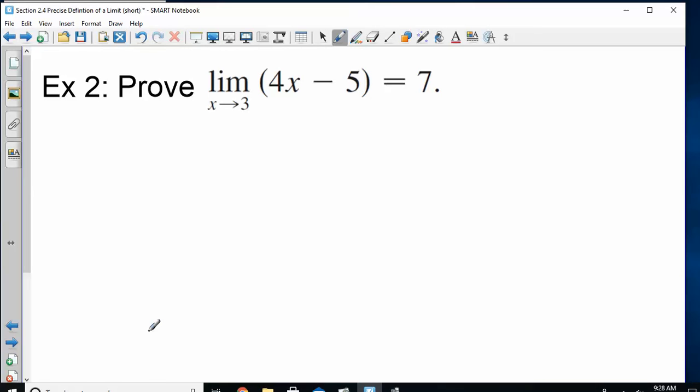But if I actually want to prove it to someone in the math world, you have to write a math proof. If you take any class beyond Calc 1, you have to write math proofs. So we're kind of getting our first taste of them here. So we're going to start out with really our work.